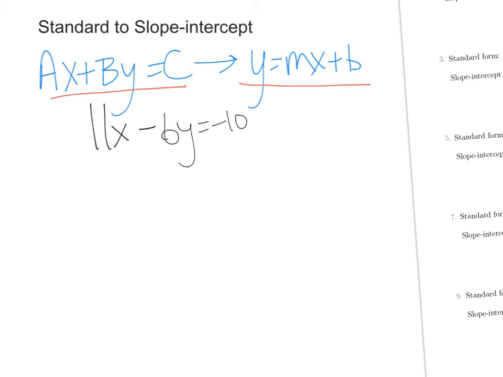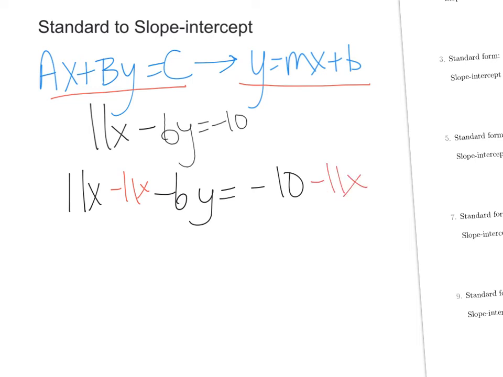We're going to start by getting rid of the 11x. So I'm going to write the whole line again, and I'm going to subtract 11x from both sides. When I rewrite this, I'm going to put the -11x first. On this side, I'm left with -6y equals -11x, putting the x term first, and then -10. Because, of course, that 10 owns that minus, and that 11 owns that minus.